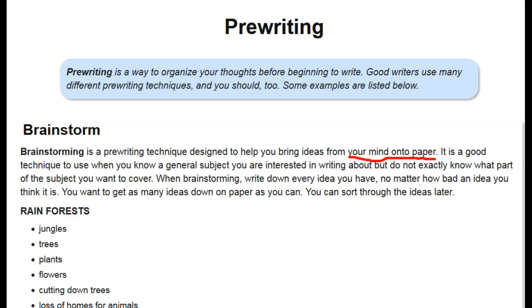It is a good technique to use when you know a general subject you are interested in writing about, but do not exactly know what part of the subject you want to cover. When brainstorming, write down every idea you have, no matter how bad an idea you think it is. You want to get as many ideas down on paper as you can. You can sort through the ideas later.